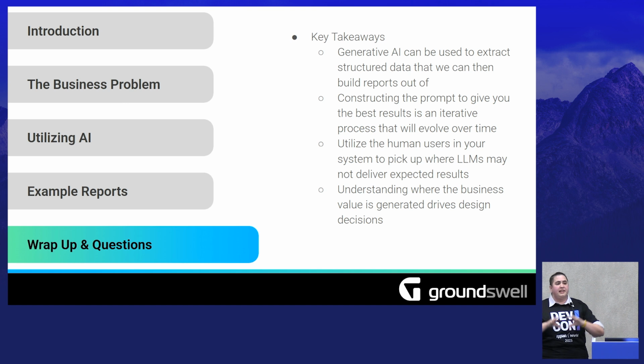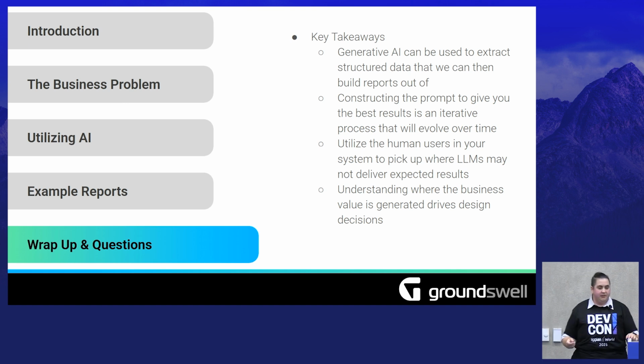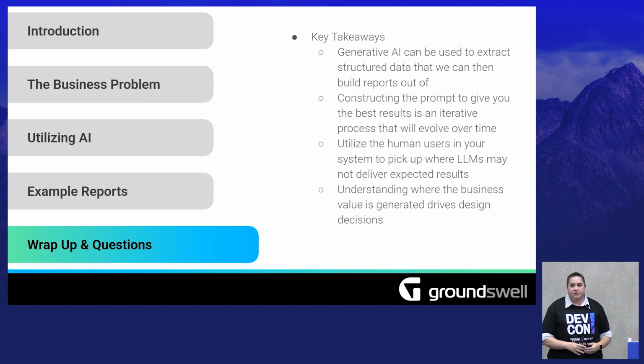Using Appian and utilizing the users in your system is going to help you pick up where LLMs may not deliver expected results. And finally, understanding where the business value is, what we're trying to accomplish with regard to the business, is going to be what ultimately drives your design decisions.